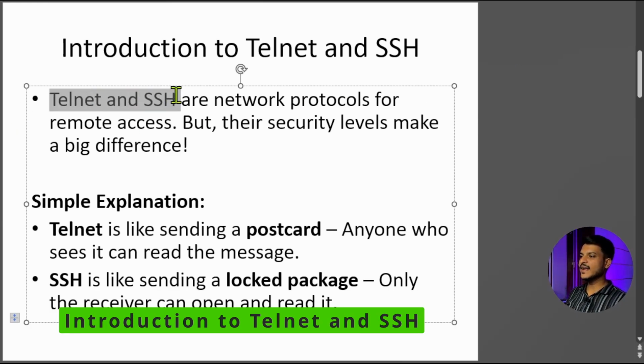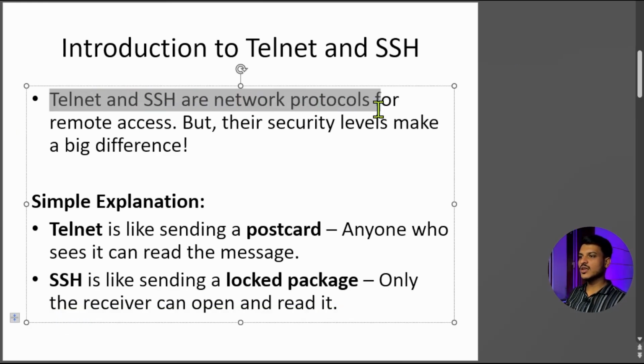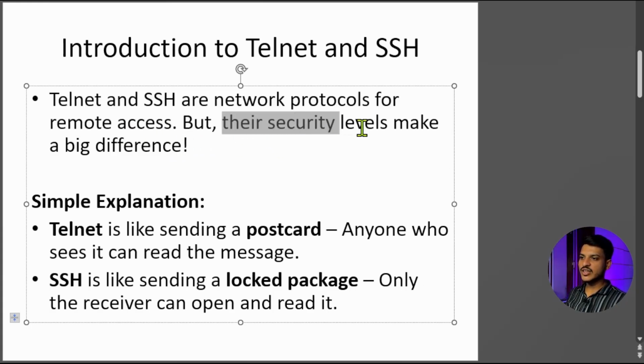Telnet and SSH are both network protocols that are used for taking remote access of servers from your system to another system. But the main difference lies in their security levels.